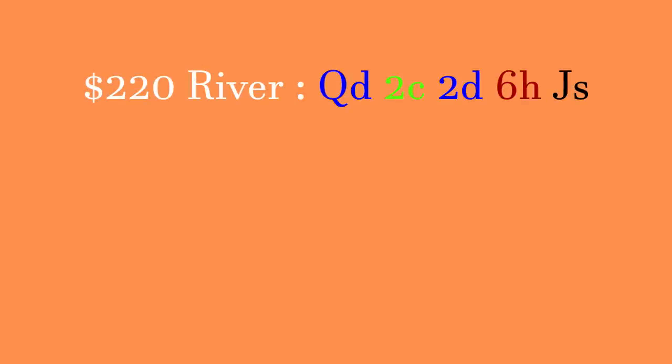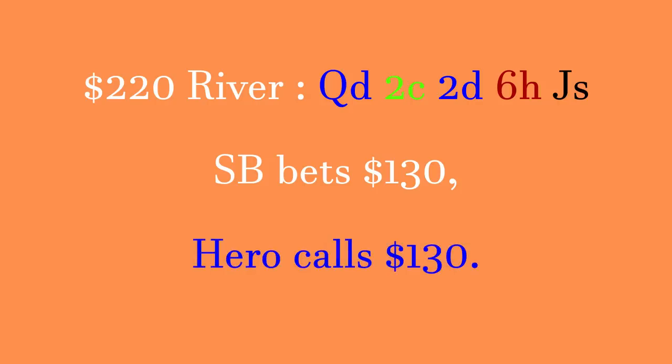The river's about $220, it comes a jack, which is kind of a blank, and the villain bets $130 into $220, which hero then calls. So let's first talk about how I think you should ideally play this hand.